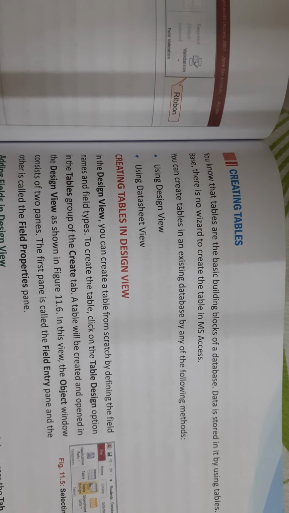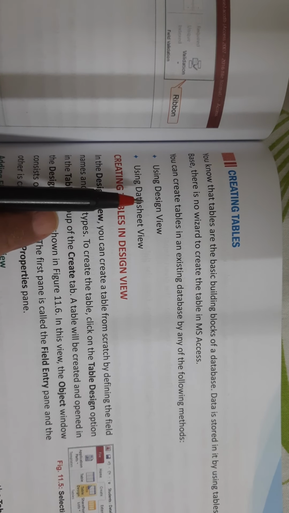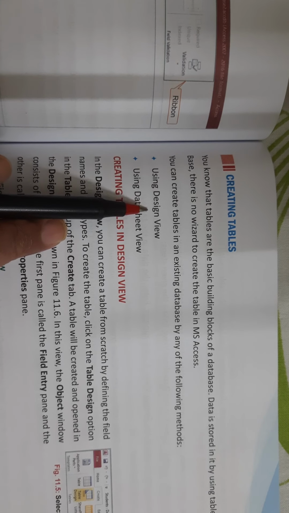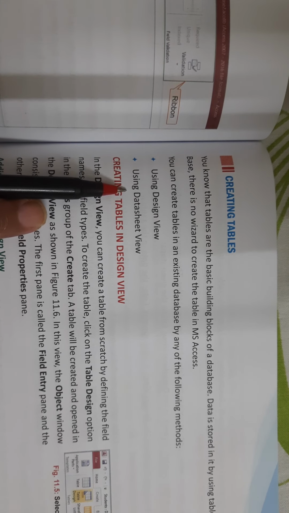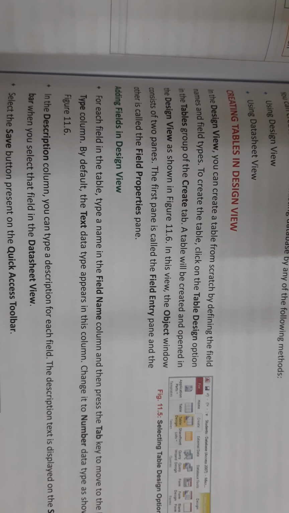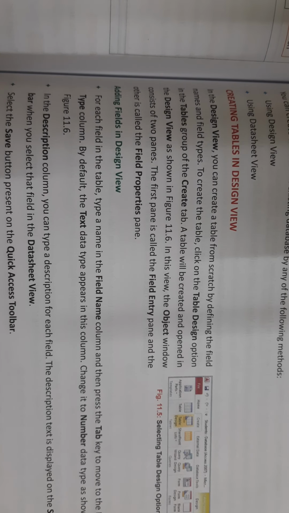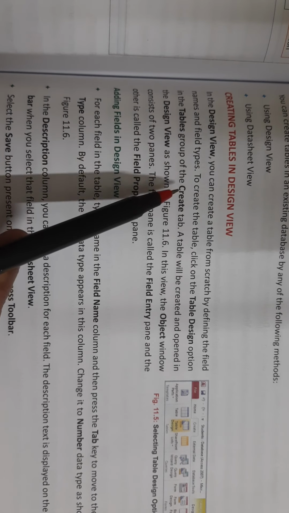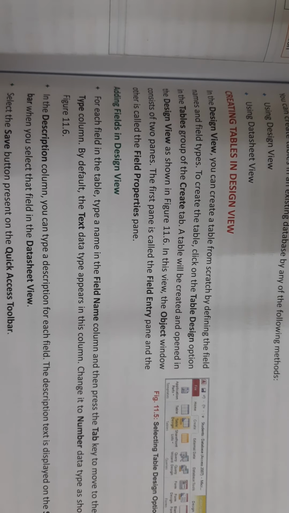Now read all of you the remaining things. Then how to create a table? Please read this. How to create the table. First, you can create by using design view. Second, you can create by using the datasheet view. Creating tables in a design view, what you have to do, you can create from scratch by defining the field names and the field types. So to create the table, you have to click on the table design option in the tables group of the create tab. A table will be created and opened in the design view as shown in this figure 11.6.